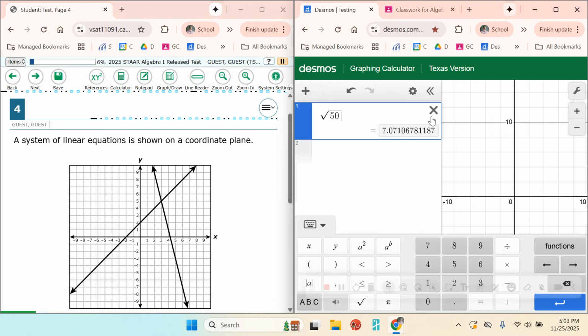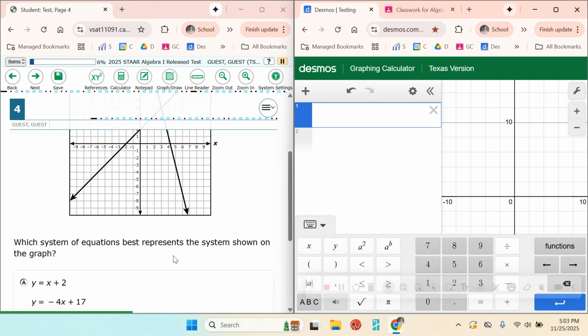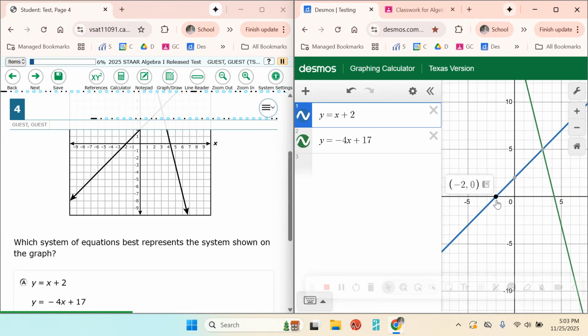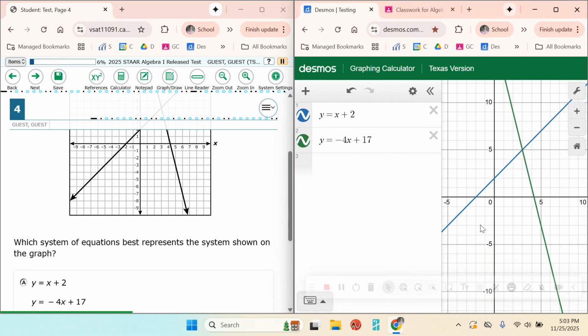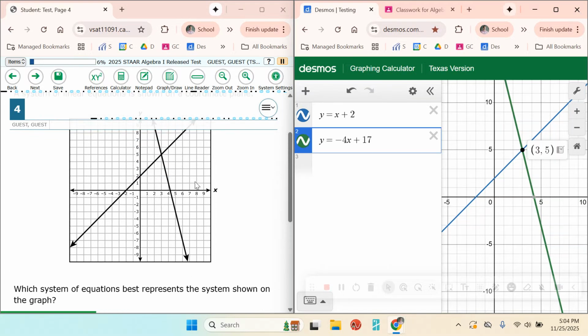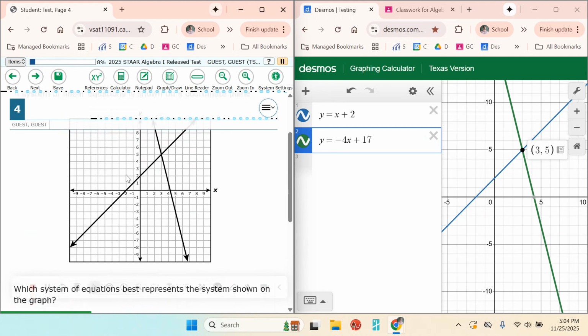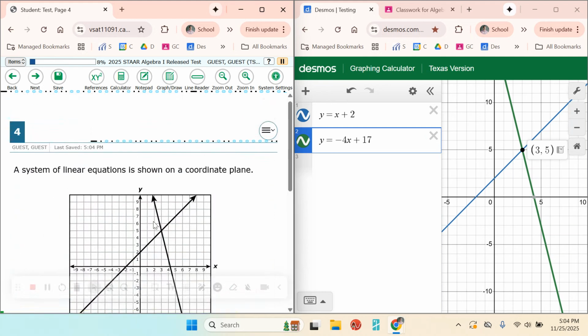So let's try our first answer choice and see if that gets me what I need. So I'm going to type in y equals x plus 2. y equals -4x plus 17. And I'm going to check. Did this first one cross at -2 and 2? That looks good. That's a good start. So the first line is definitely good. Now, let's see, does it cross here at a 5 and a 3? Look at that, guys. The x value is 3. The y value is 5. Didn't have to do much there. I just had to check which one of these made this picture.